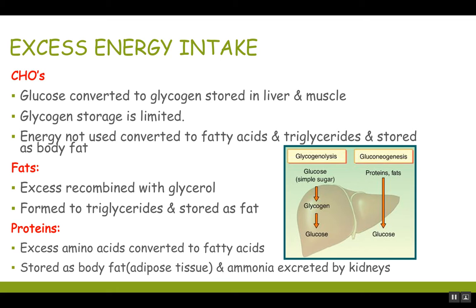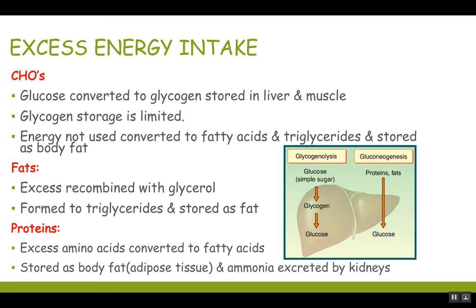Now with fat, the excess is recombined with glycerol and formed into triglycerides and stored as fat. So if you're taking in excess fat and you're not expending the energy, then it's going to be stored as more fat in your body, which can cause weight gain. Now with proteins, if you have an excess of amino acids, those are converted to fatty acids, and they're also stored in the body as fat, also referred to as adipose tissue. And your kidneys will break down the ammonia from that protein catabolism and excrete what you don't need.